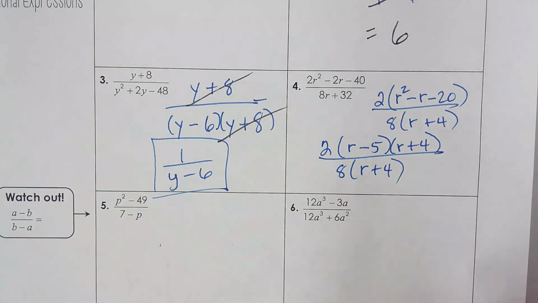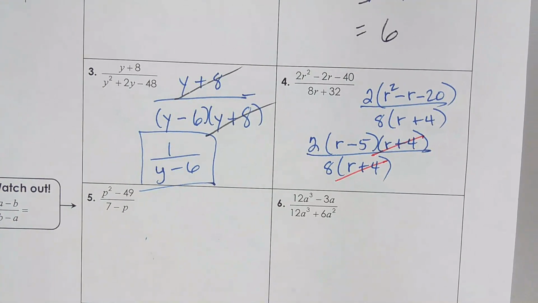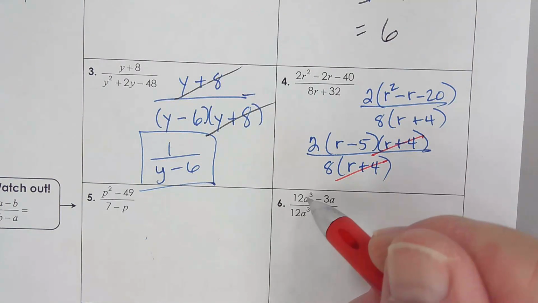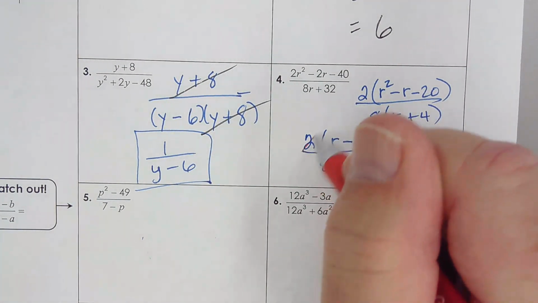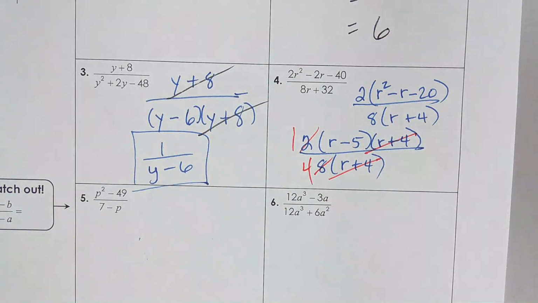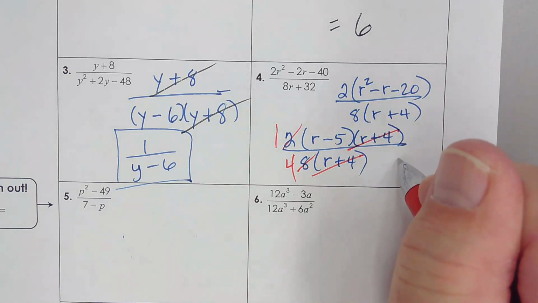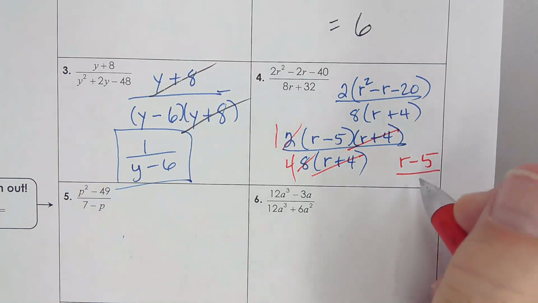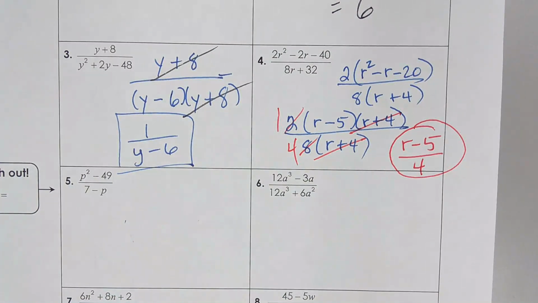All right, did you factor correctly? Did you cancel out the r plus 4 quantity? See, we're multiplying these quantities. We can just do a 1-to-1 cancel. And 2 over 8, that can even be reduced to 1/4. So our final answer here is just going to be 1 times r minus 5. That's r minus 5. And there's a 4 down here. There it is. A very nice simplified fraction.